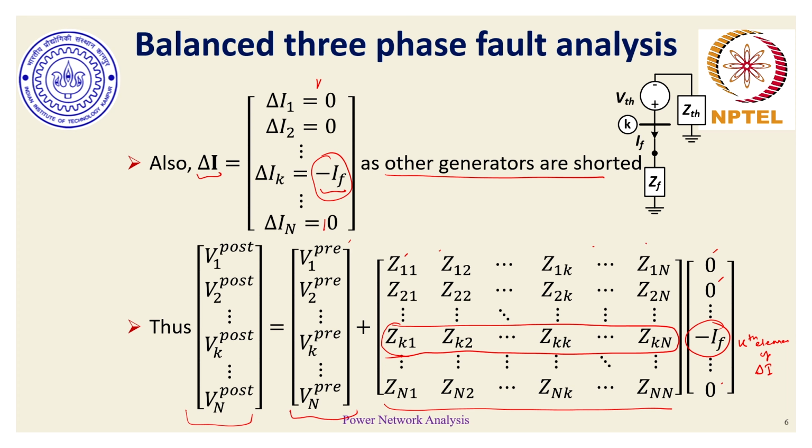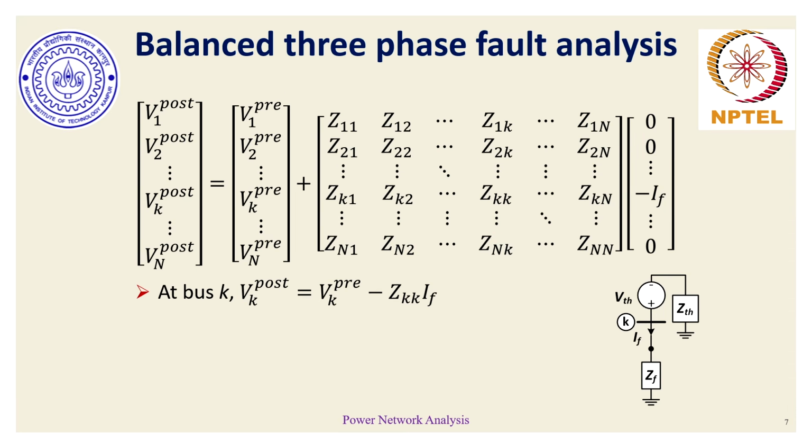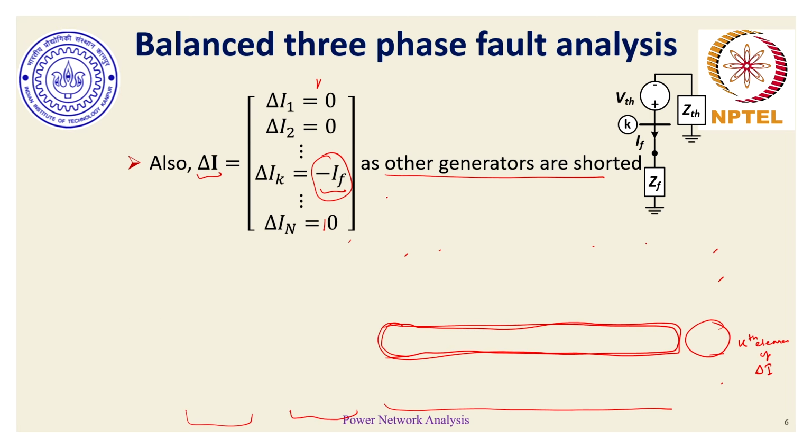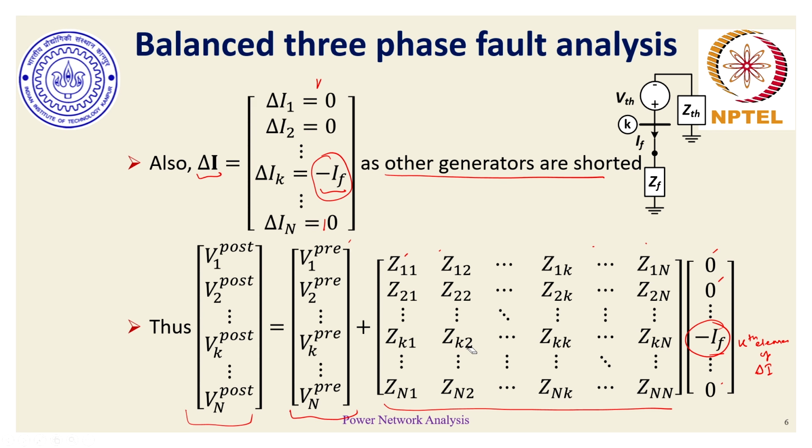All post-fault voltages would only depend on the kth row of Z bus and the corresponding IF value, which has happened or change has happened on the bus K. So if we look at bus K equation, then Vk post would be equal to Vk pre plus Zik into minus delta IF, because all other elements, pardon me, I made a mistake here. Instead of the post-fault voltages depending only on the kth row of Z bus, they would actually depend on the kth column of Z bus, because only the kth element of delta I is non-zero.